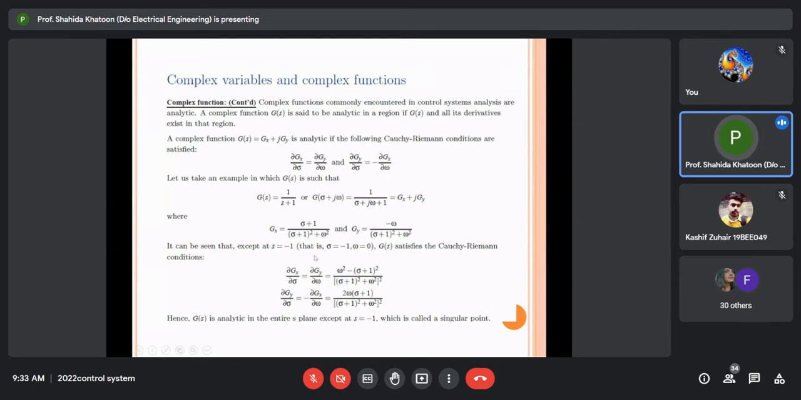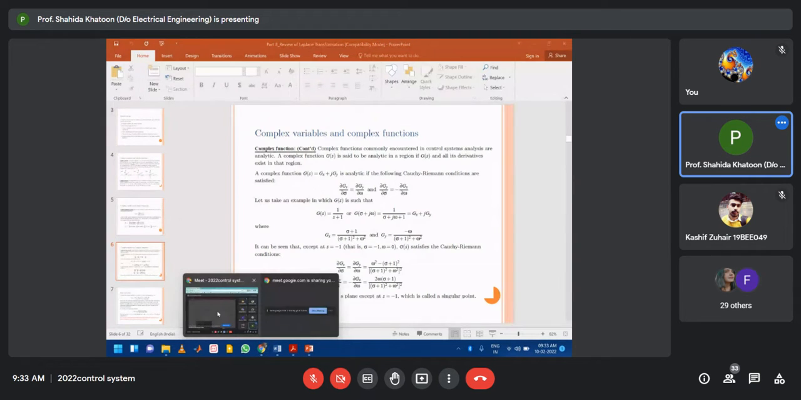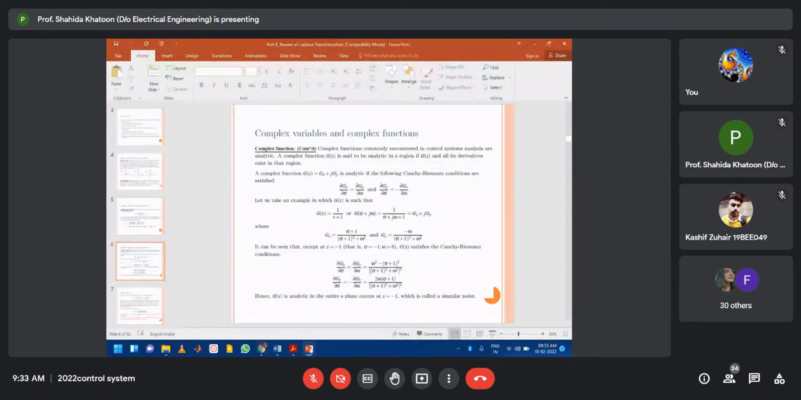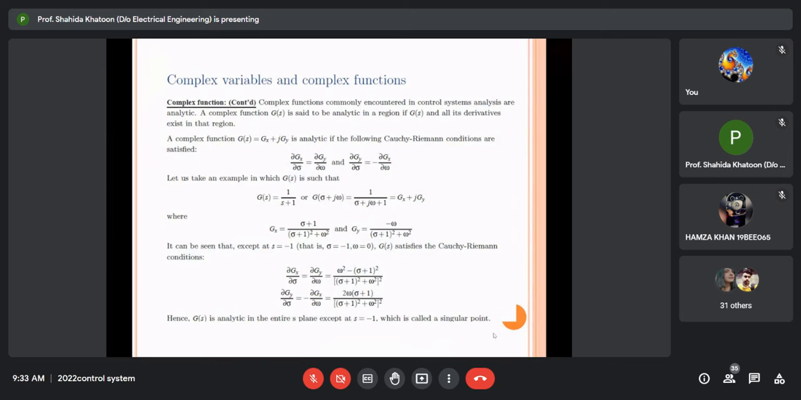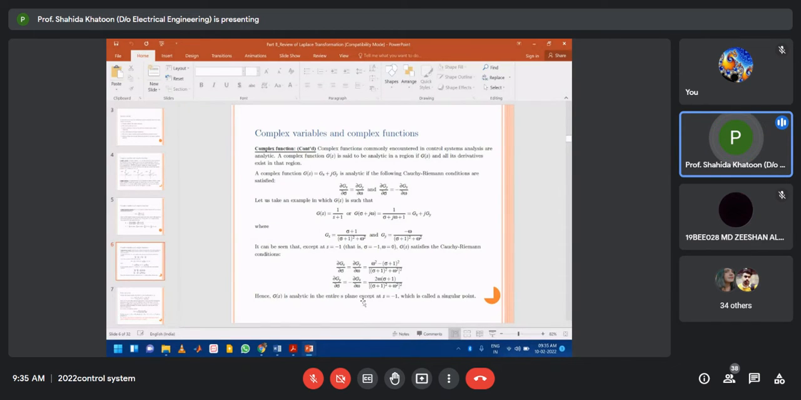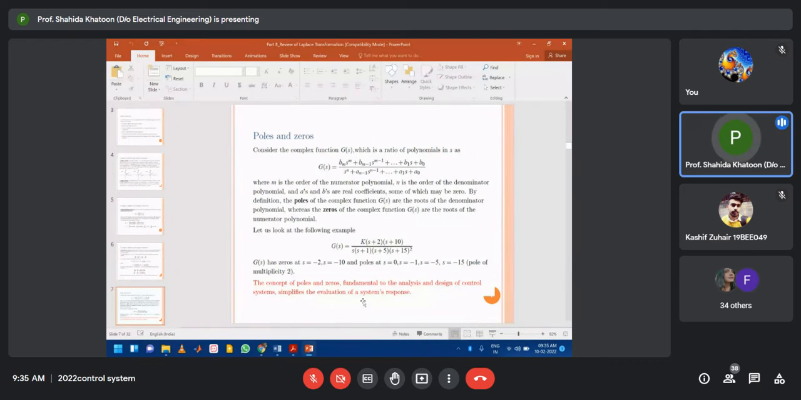Now from this, you can see that except at s equal to minus 1, g(s) satisfies the Cauchy-Riemann condition. That is what the Cauchy-Riemann condition is. So take the derivative of this with respect to sigma and then take the derivative of this with respect to omega. You will get the same value. I would like you to verify these results. Do it yourself and then check that these results are valid. So g(s) is analytic in the entire s plane except at s equal to minus 1, which is called a singular point.